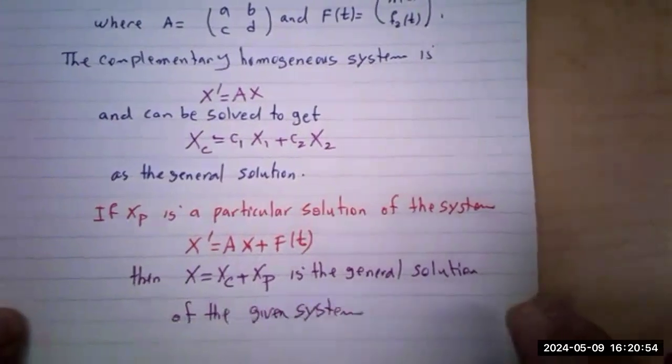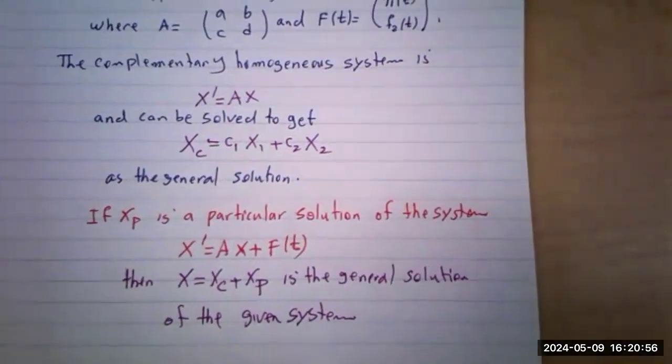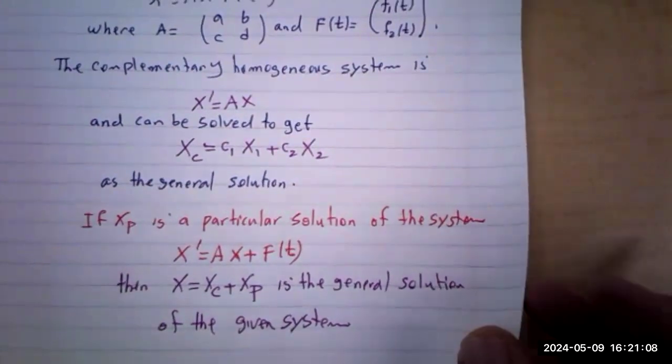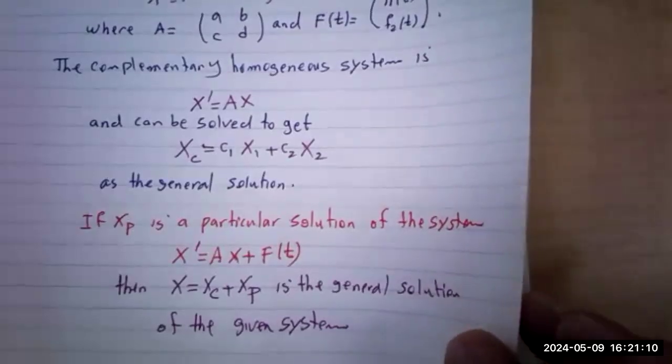So that's a roadmap, if you like, exactly as you did it for the linear equations. Now the question is, how are we going to find the xp? In order to get the xp, two different methods: undetermined coefficients and the method of variation of parameters.